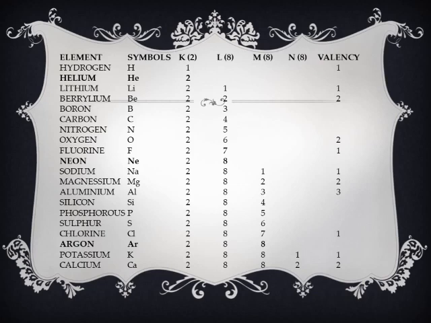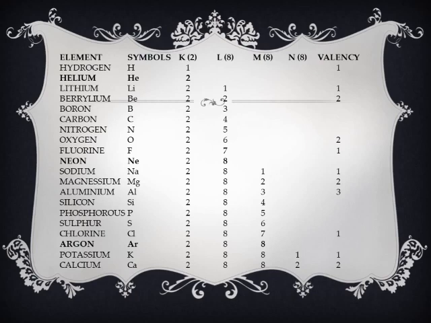Let's move down to potassium. Potassium has 1 electron in the outer shell. It either has to gain 7 to make this 8, or it has to give away this 1. So it is easier to give away 1 than to gain 7. Because of that, the valency of potassium is 1.